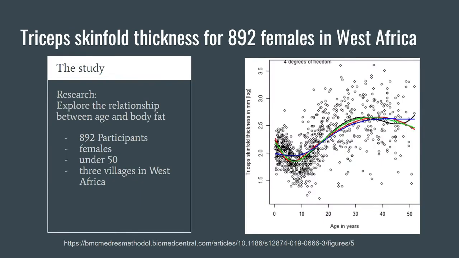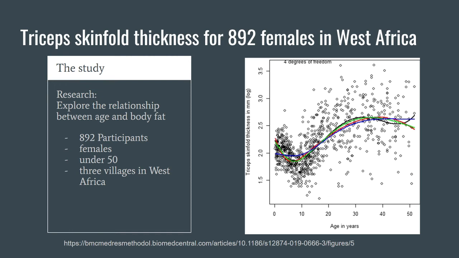This slide shows the relationship between age and triceps skin fold thickness measured in logarithmic scale for 892 female participants in West Africa. Skin fold thickness describes body fat and therefore indicates the body composition of the participants. The different colors indicate the different models describing the data. Here you see various different basis functions in action.